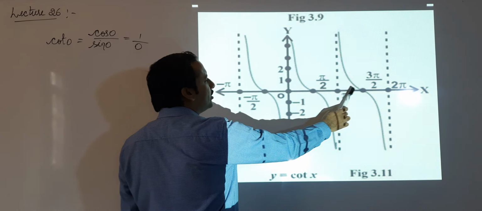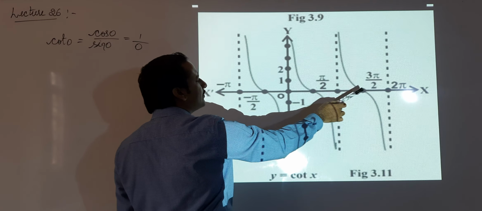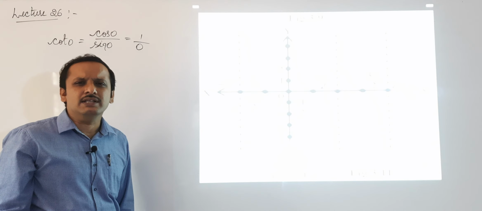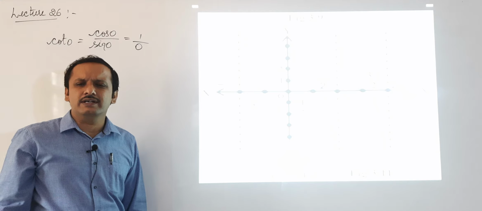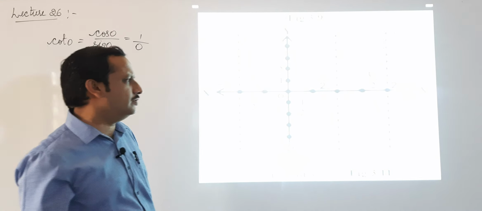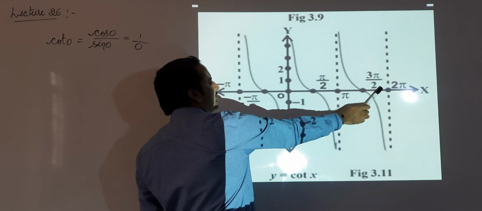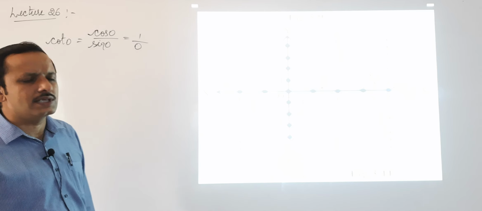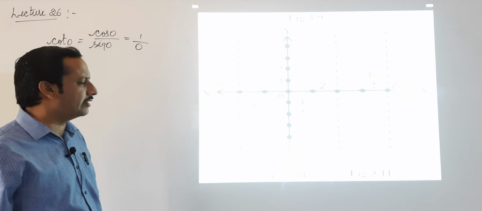Then from pi to 3 pi by 2, the graph lies above the x axis. Pi to 3 pi by 2 means I am talking about the third quadrant. In the third quadrant, cot x is positive, so it lies above the x axis. Then in the fourth quadrant, from 3 pi by 2 to 2 pi, the graph lies below the x axis, so it is negative in the fourth quadrant.